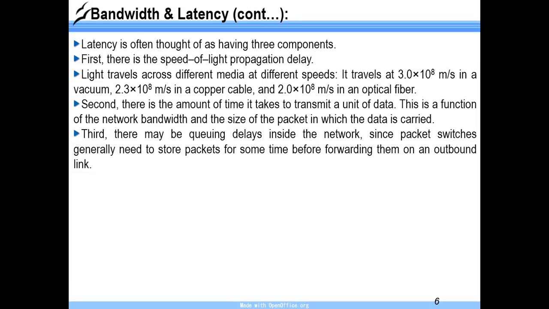Latency can be thought of as having three components. First, there is the speed of light propagation delay, where light travels across different media at different speeds: 3.0 × 10^8 meters per second in vacuum, 2.3 × 10^8 meters per second in copper cable, and 2.0 × 10^8 meters per second in an optical fiber.